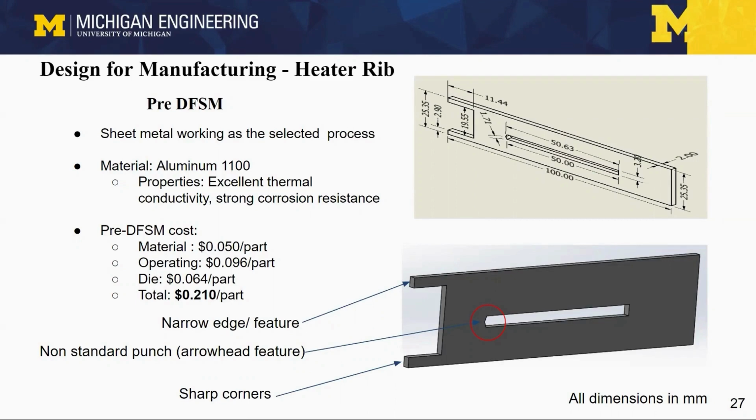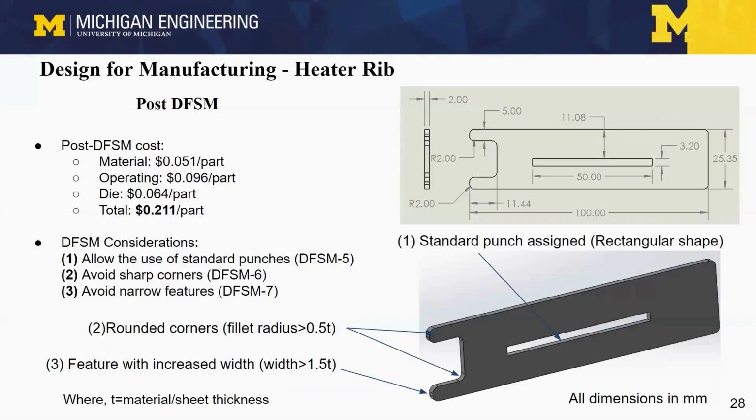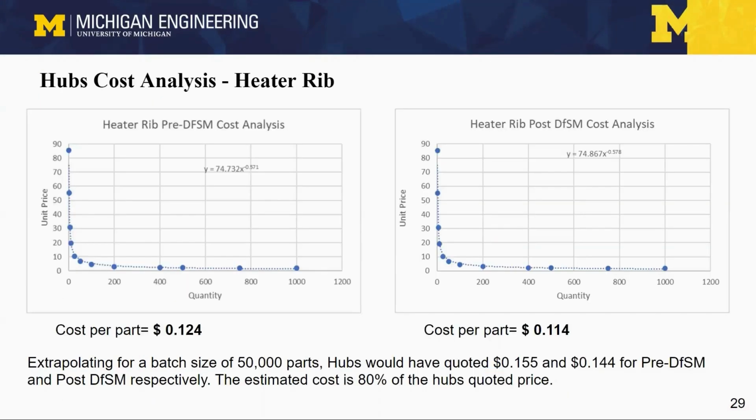50,000 parts. We implemented 3 DFSM considerations in the redesign of the heater rib, which include rounded corners, a standard punch in the middle, and increasing the width of narrow features. The estimated cost for the redesigned heater rib is $0.211 per part. The material cost is slightly increased in this case due to increased width of narrow features. Cost analysis carried out in the hub provided $0.124 per part for pre-DFSM and $0.114 per part for post-DFSM. The estimated cost is 80% of the hub's quoted price.